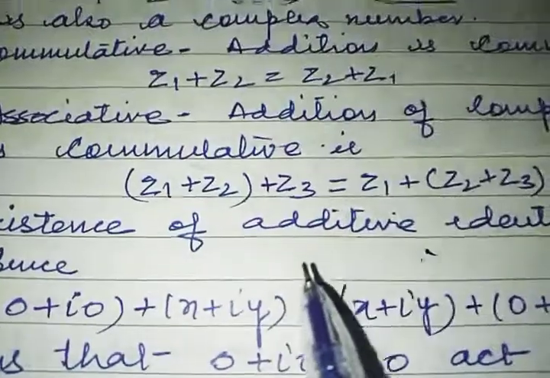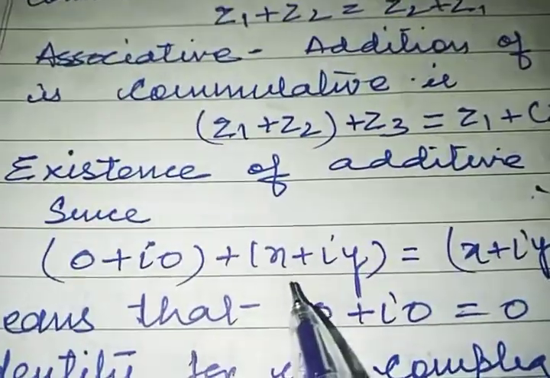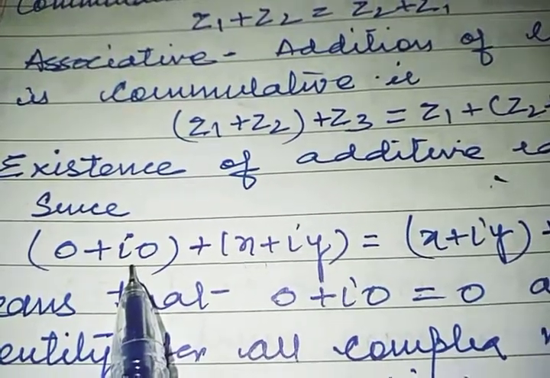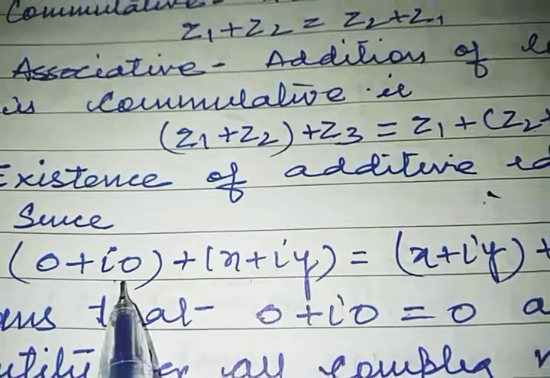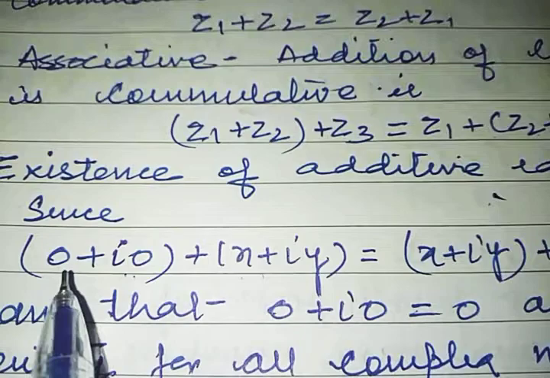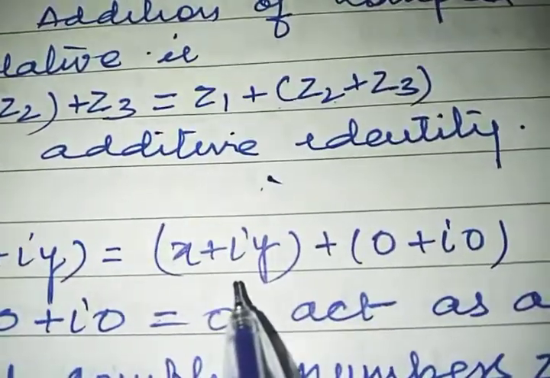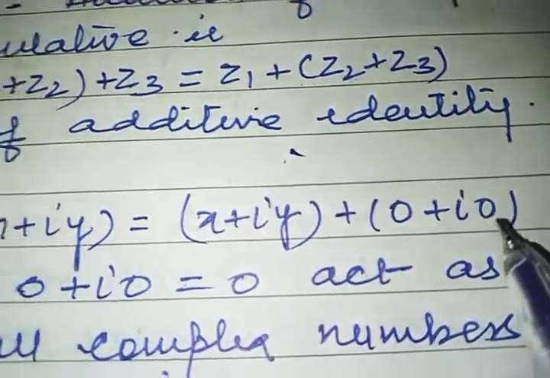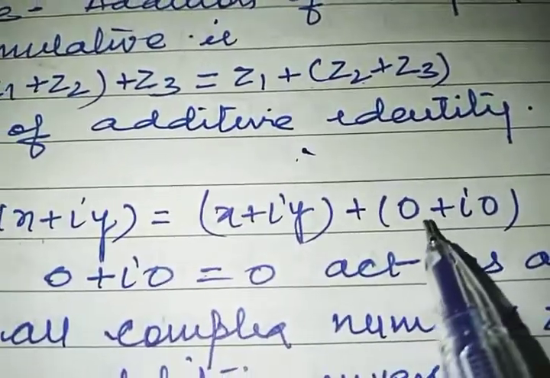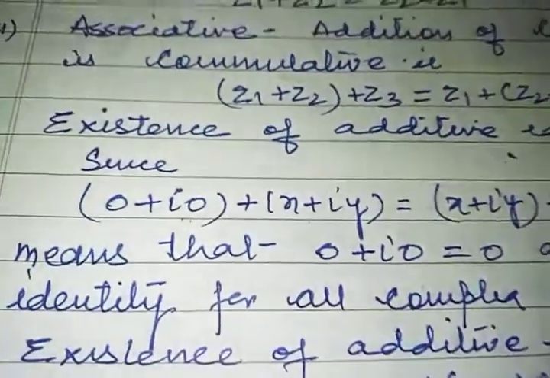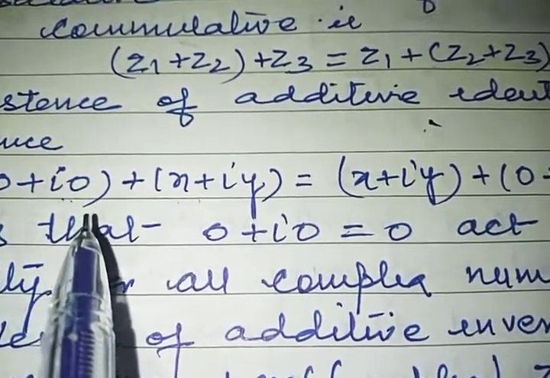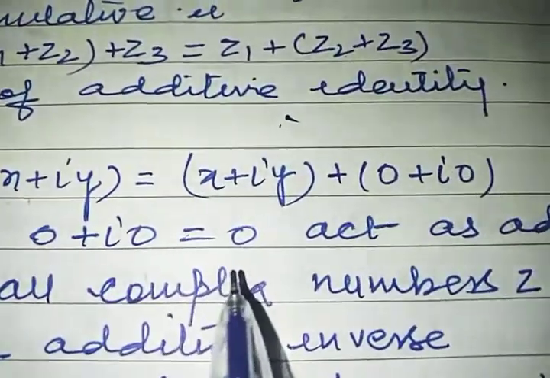So here, for a complex number x plus iy, I have added 0 plus i0. Identity means the number will reveal itself. So x plus iy plus 0 plus i0 will be equal to 0 plus i0 plus x plus iy. Either you add here or here, it will be the same. So it states that 0 plus i0 is the additive identity. Normally we write 0 plus i0 equal to 0.